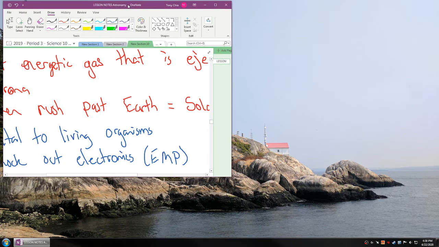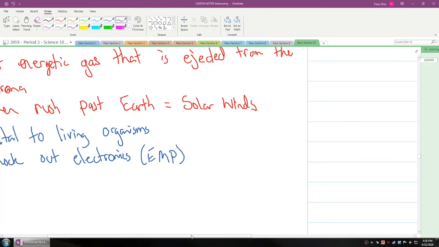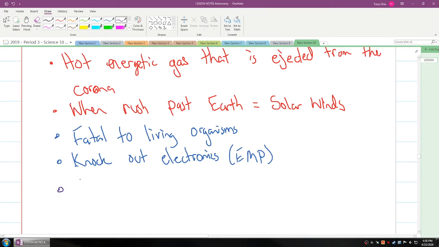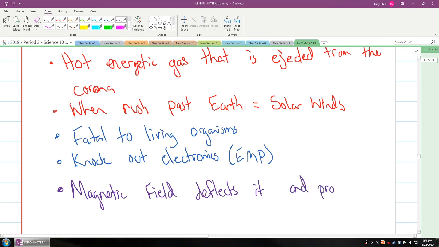But sometimes we see pretty colors that come out of them, and we call those the northern lights. That's formed because the magnetic field from the Earth deflects it and produces the northern lights.